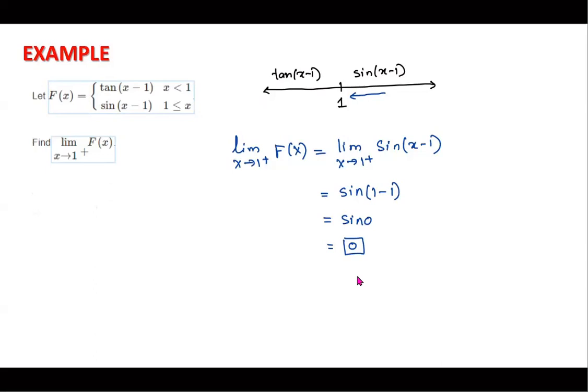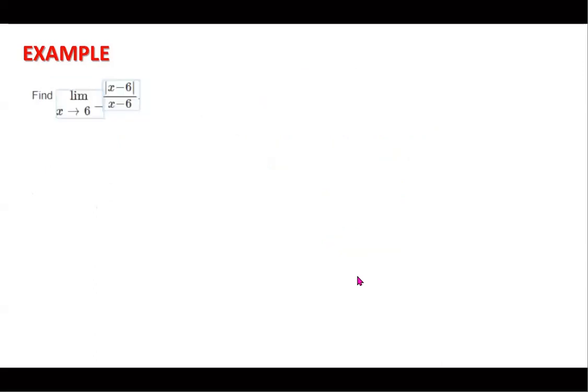Okay. Now let's move on to the sixth example. This one involves the absolute value. Limit as x approaches 6, and this is from the left, x approaches 6 from the left of this one. So remember, absolute values are the functions that make everything positive. So here we have the absolute value of x minus 6 over x minus 6.